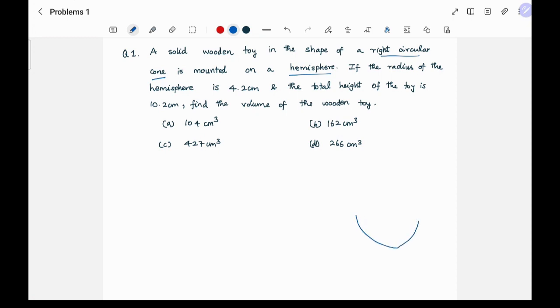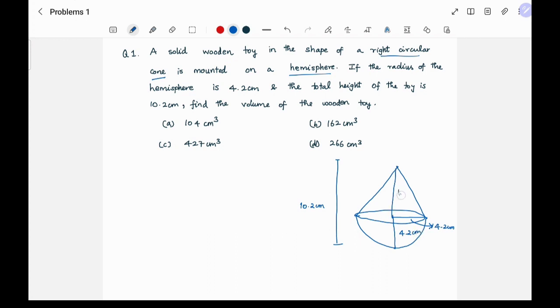So we have a hemisphere, and on top of that we have a cone. So this is the wooden toy. The radius of the hemisphere is given as 4.2. So this will also be the radius for the cone, right? The total height from this point to this point is given as 10.2 centimeter. Since this is a hemisphere, this will also be 4.2 centimeter, right?